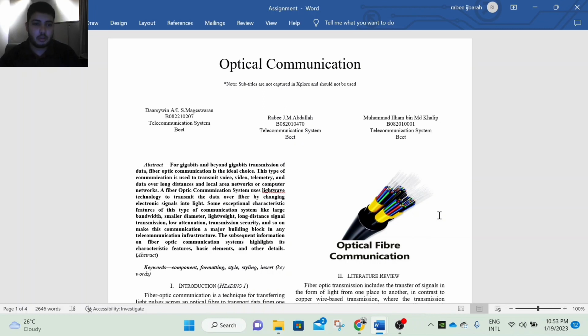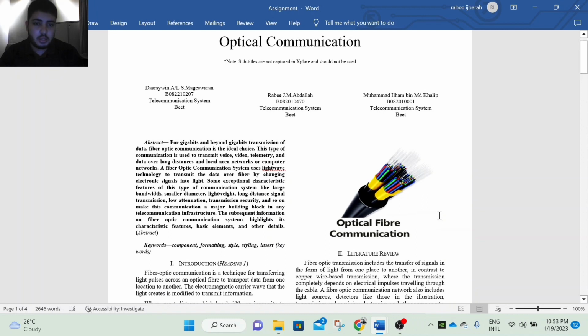For the abstract: for gigabyte and beyond gigabyte transmission of data, fiber optic communication is the ideal choice. This type of communication is used to transmit voice, video, telemetry, and data over long distances and local area networks or computer networks. A fiber optic communication system uses light wave technology to transmit data over fiber by changing electronic signals into light.